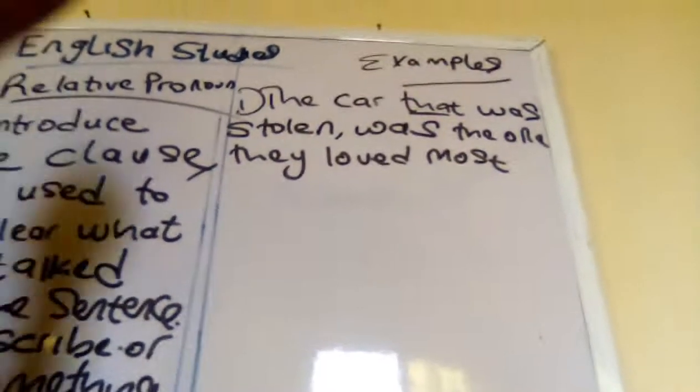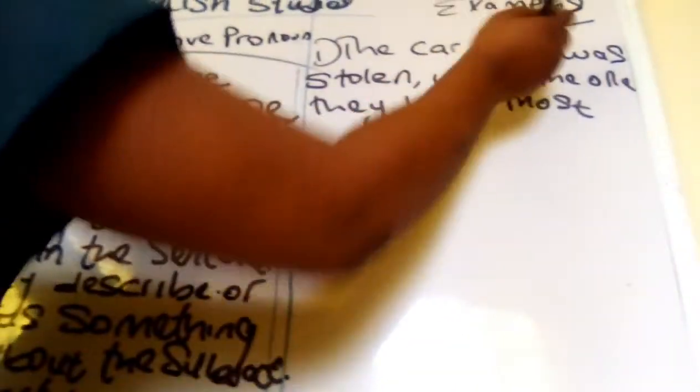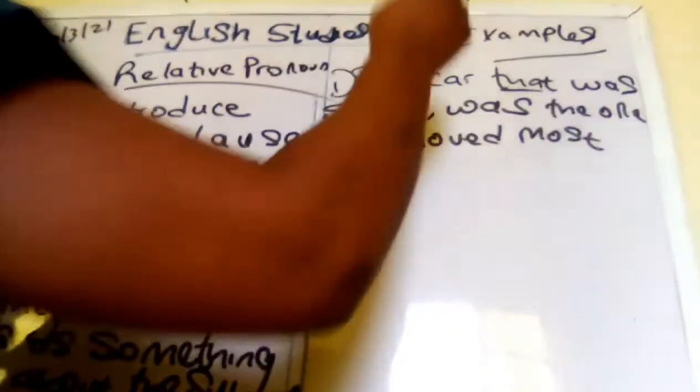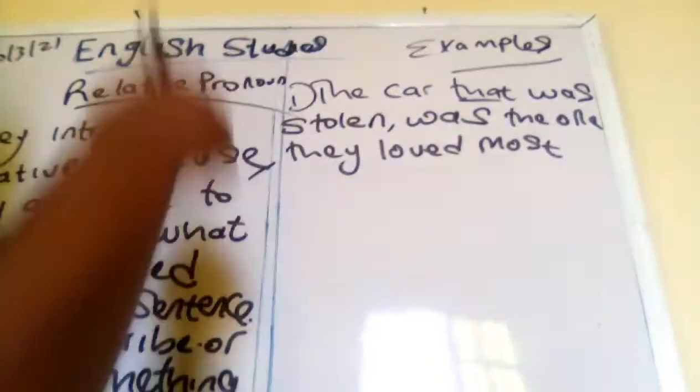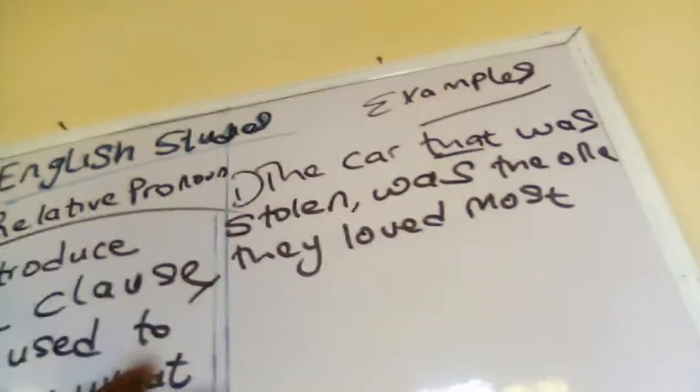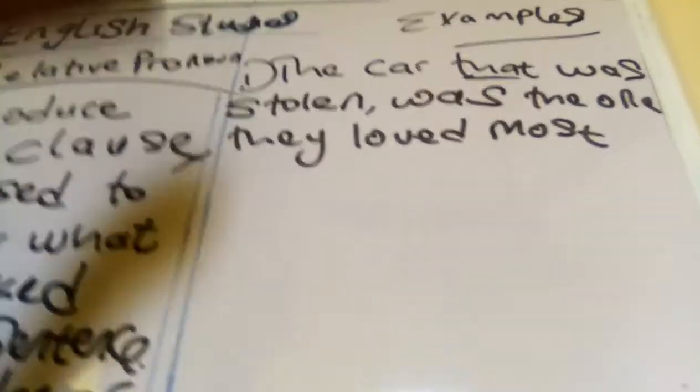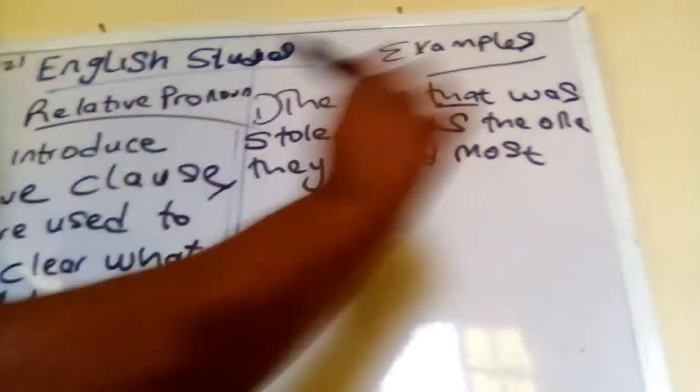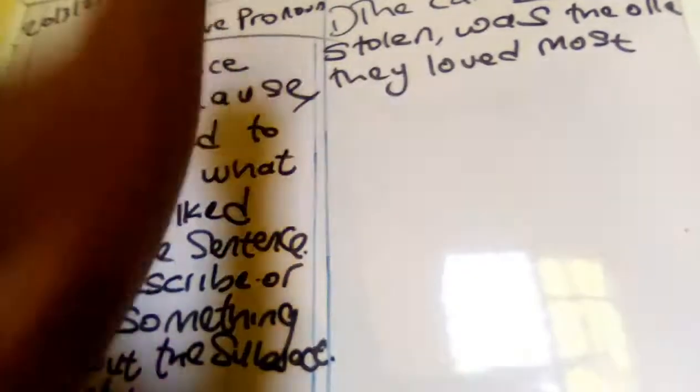You are seeing the that. The that is a relative pronoun because it's introducing a relative clause. It's telling us that the car that was stolen was the one they loved most. We could have just said the car that was stolen. You understand? But the relative pronoun wants to tell you that that particular car was the one they loved most and not any other car. So it tells us more about the subject, which is the car, telling us which one they love most.